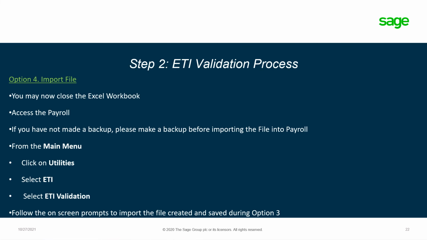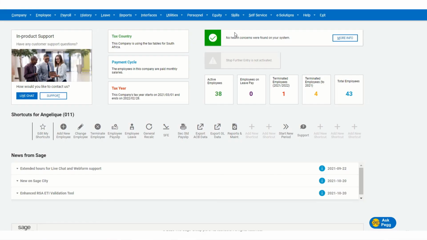Now that the import file was created, you can select option 4, Import File. You will be prompted with a message that you may now close the Excel workbook. Access now the payroll company. If you have not made a backup, please make a backup before importing the file into the payroll. From the main menu, click on Utilities, select ETI, select ETI Validation. Follow the on-screen prompts to import the file created and saved during option 3.